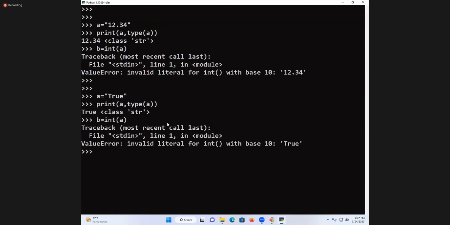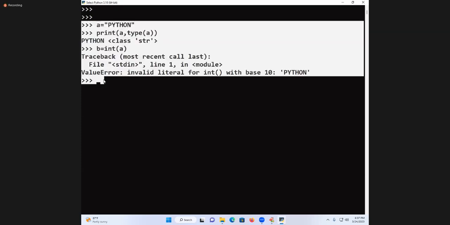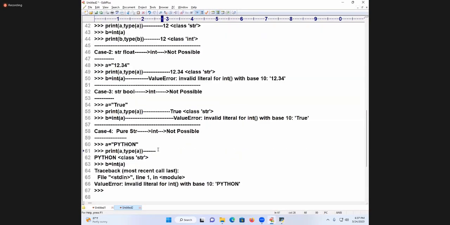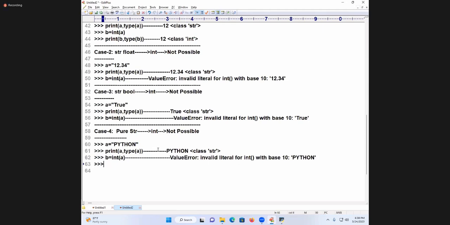Now take the example also here. Now I am writing. A is equal to Python. Print of A. Now B is equal to int of A. What is the output? Value error. Is it possible to convert Python into a numerical value? No. So it is nothing but a value error. So if we come back to this data, int of this data, I hope that this is the total conversion process. Did you understand this now?